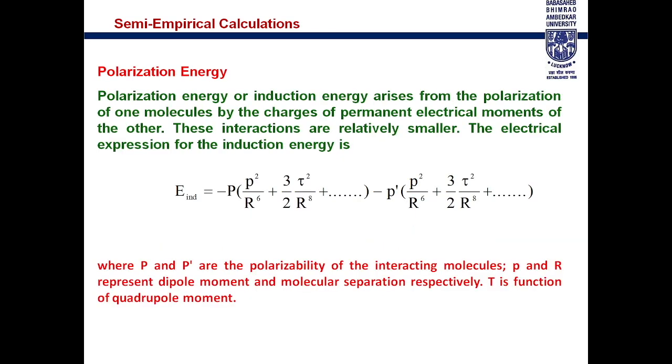Polarization energy or induction energy arises from the polarization of one molecule by the charges or permanent electric moment of the other. These interactions are relatively smaller. The expression for induction is given by this, where α and α prime are the polarizabilities of the interacting molecules, p and R represent the dipole moment and molecular separation, and tau is a function of the quadrupole moment.